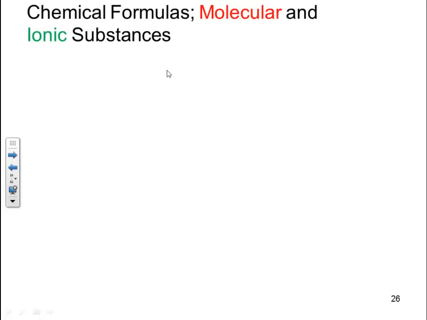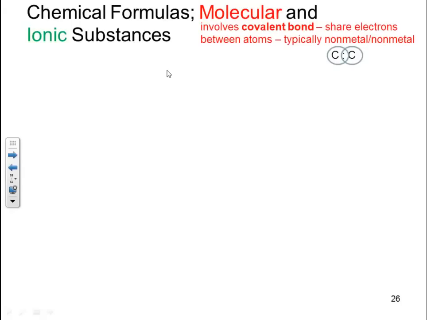We have some terminologies associated with chemical formulas that depend on the bond type. For molecular substances, it involves covalent bonds. A covalent bond is something that shares electrons between atoms. Typically, this occurs with a nonmetal and nonmetal. Not always, but typically, a generality. What we're saying here is that electrons are basically shared between atoms. That's a covalent bond.